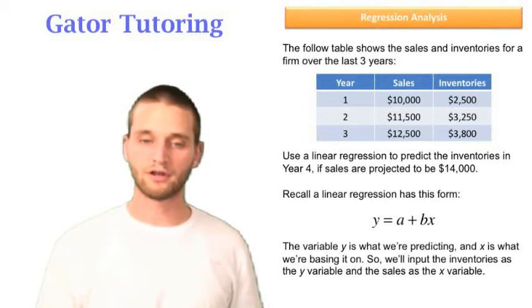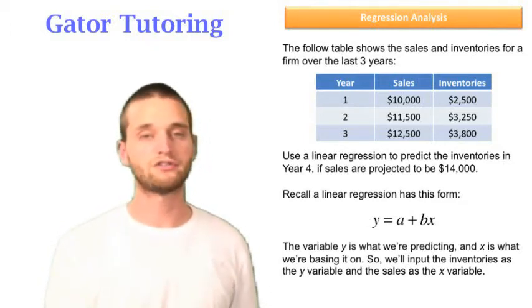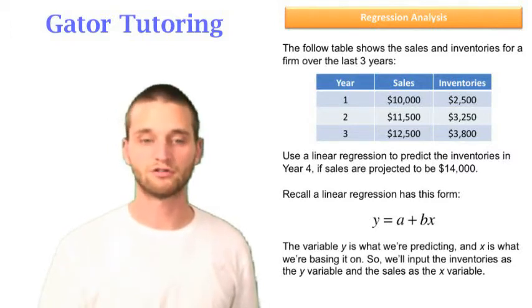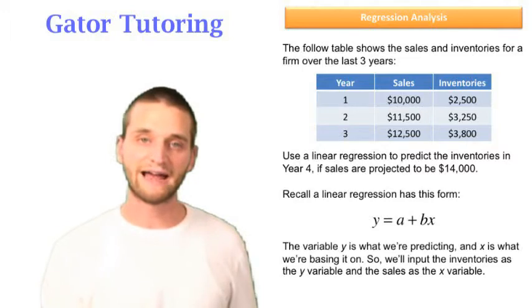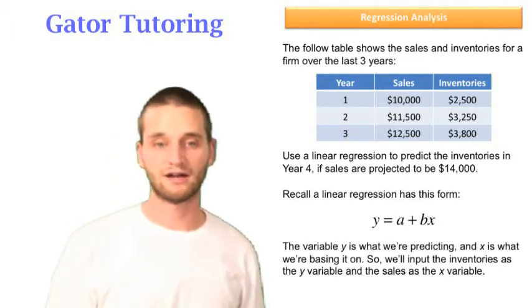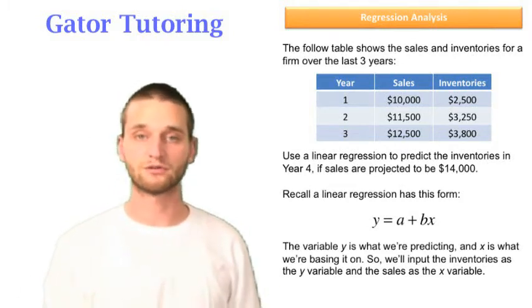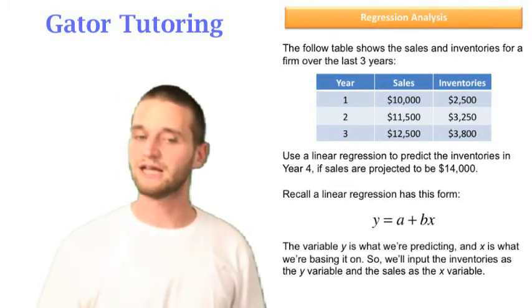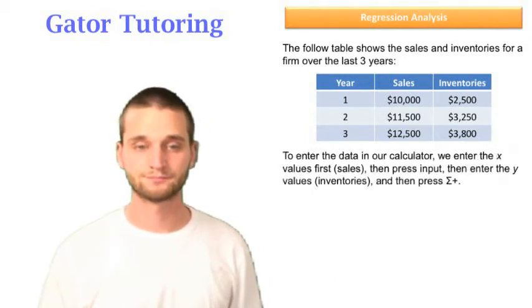So we'll input the inventories in our calculator as the y variable, because remember the question is asking us to predict inventories, and we'll input the sales as the x variable, because x is the independent variable. Sales don't depend on inventories, it's the other way around. You adjust your inventories based on the sales that you expect to have. So that's why we input inventories as the y variable and sales as the x variable.